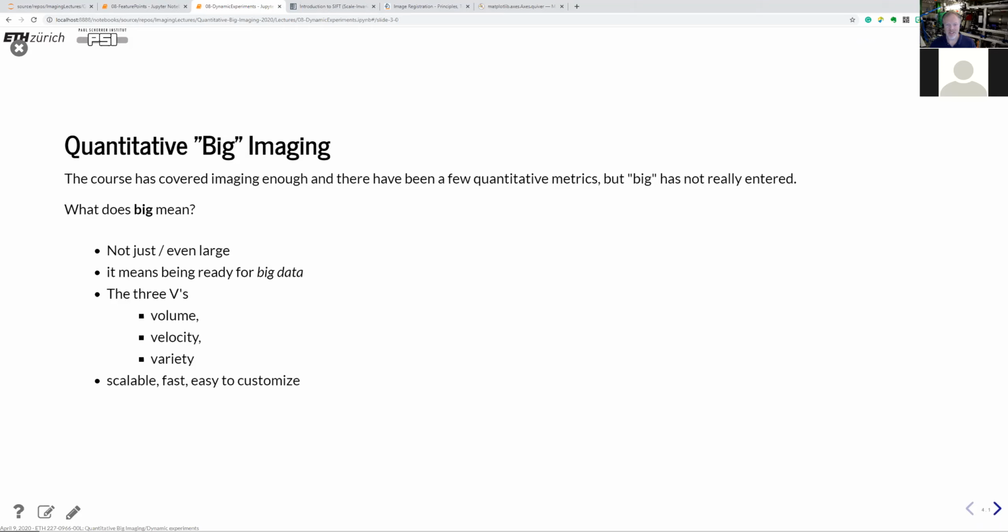In some cases, we are talking about several terabytes of data that need to be processed. A single picture is a few megabytes. So you can imagine what terabytes of data would mean. What does it really mean now that we want to be ready for big data?